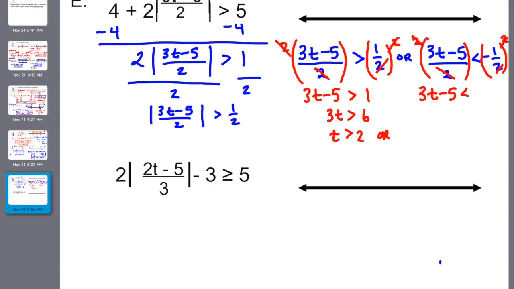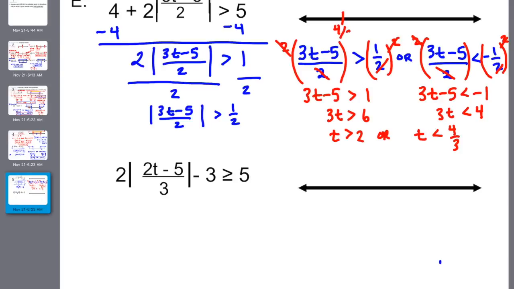We've got 3t minus 5 is less than -1. We add our 5 to each side. We're going to have 4. And we divide each side by 3. We should get t is less than 4/3.